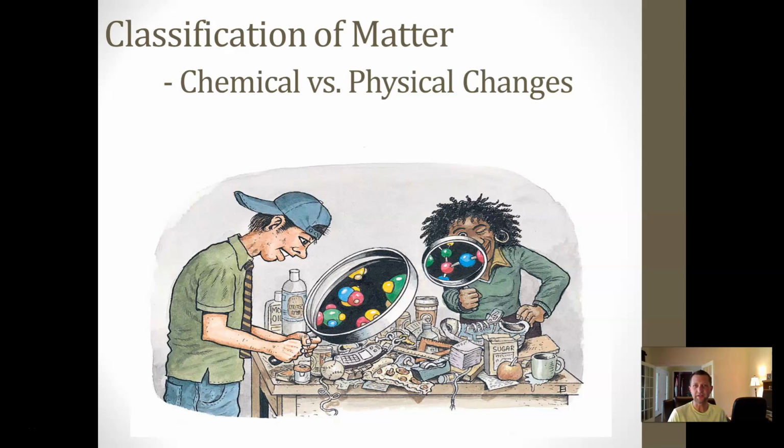Today we're going to talk about chemical versus physical changes, chemical versus physical properties, and we'll wrap it up with a little discussion about metals, nonmetals, and metalloids, which go back to classifying matter and looking at what type of elements we have on the periodic table and where they're located. So let's start with chemical and physical changes and properties.